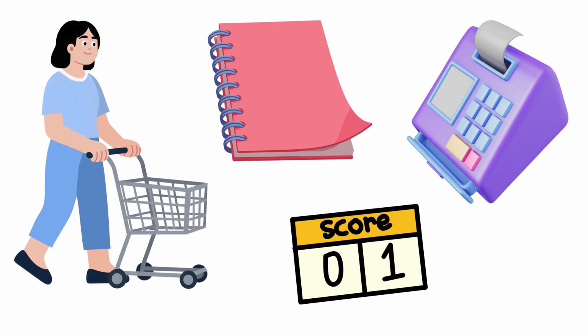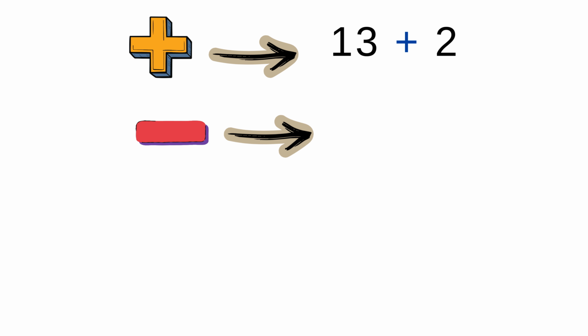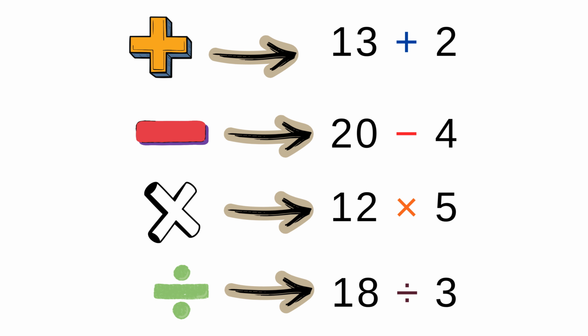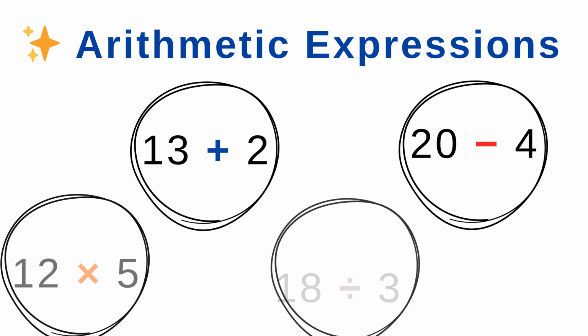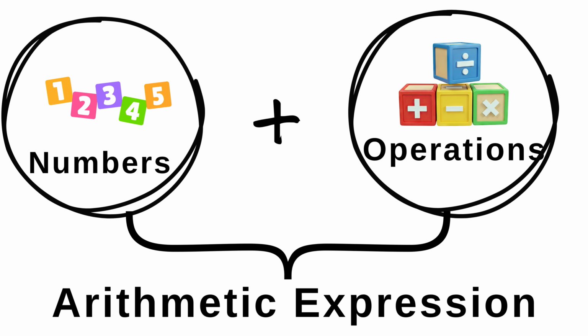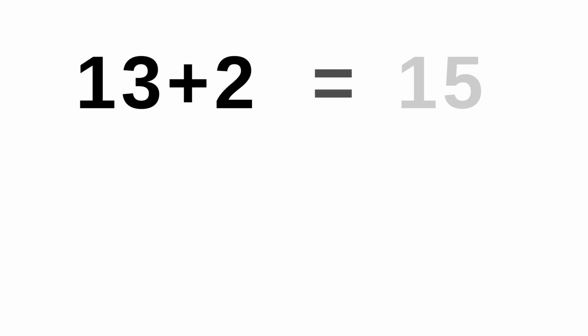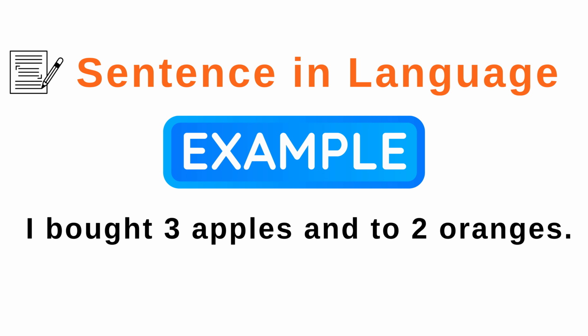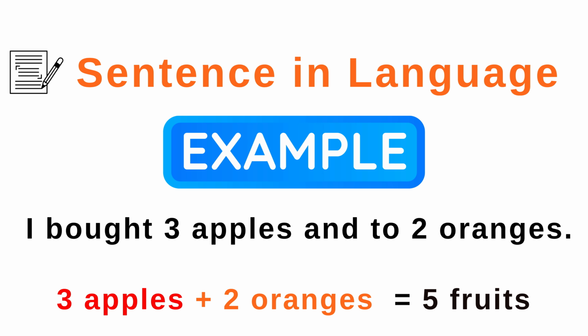Look at these! 13 plus 2, 20 minus 4, 12 into 5, 18 divided by 3. These are called arithmetic expressions. An arithmetic expression is a mathematical phrase made using numbers and operations. For example, 13 plus 2 equals 15. Here, 13 plus 2 is the expression, and 15 is its value. Just like sentences in language, expressions help us describe mathematical situations.